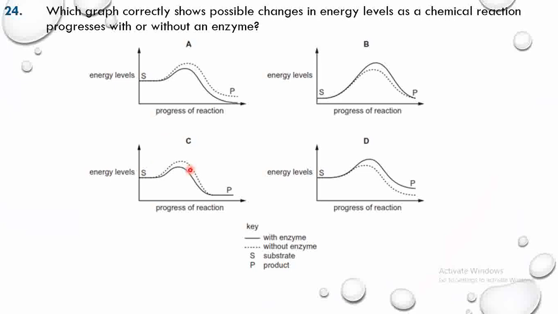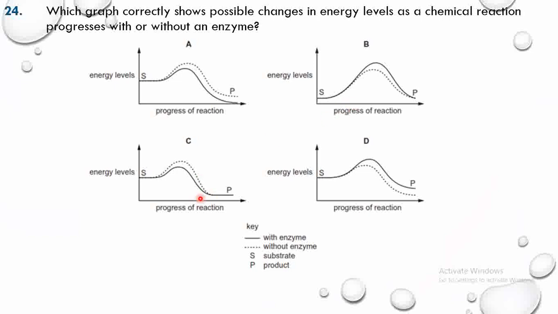Okay. Now enzymes lower activation energy. So you can see that. And they should end up at the same energy level. So this and this are out of it. And we're left with this and this.